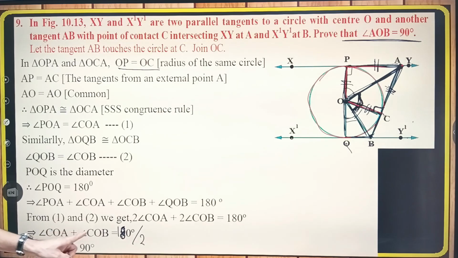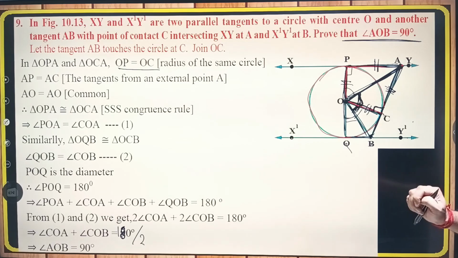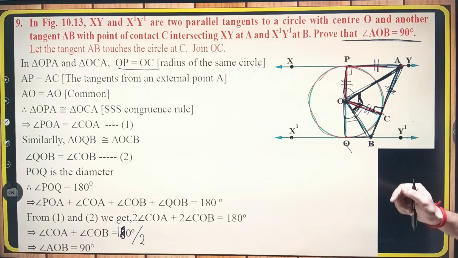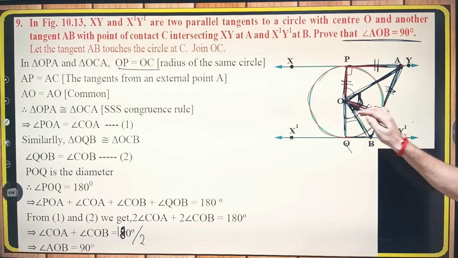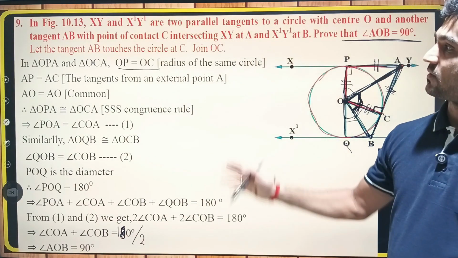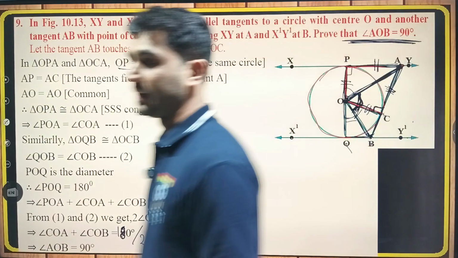So adding that, what do we get? Angle COA plus COB. If you add COA plus COB, AOB comes. So that is equal to 90 degrees. That is what we wanted to prove. What was asked: prove that angle AOB equals 90 degrees.